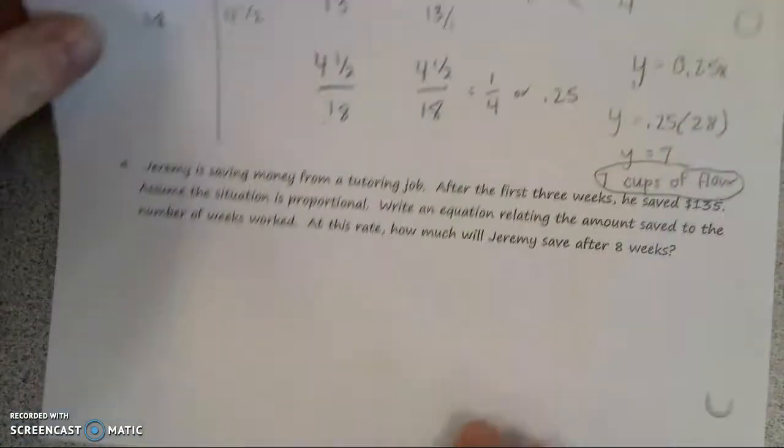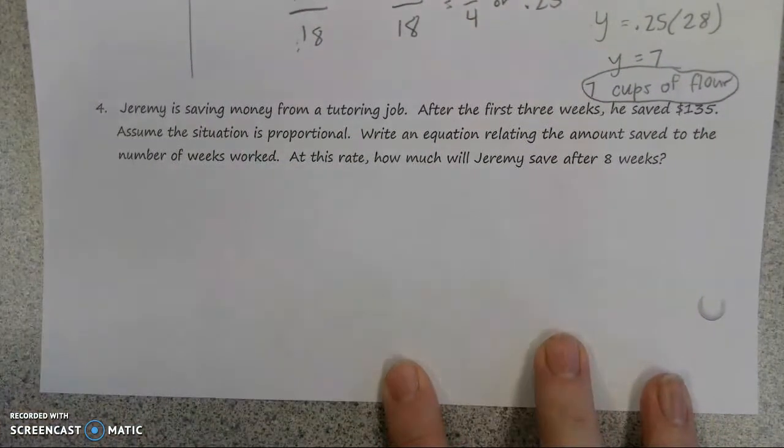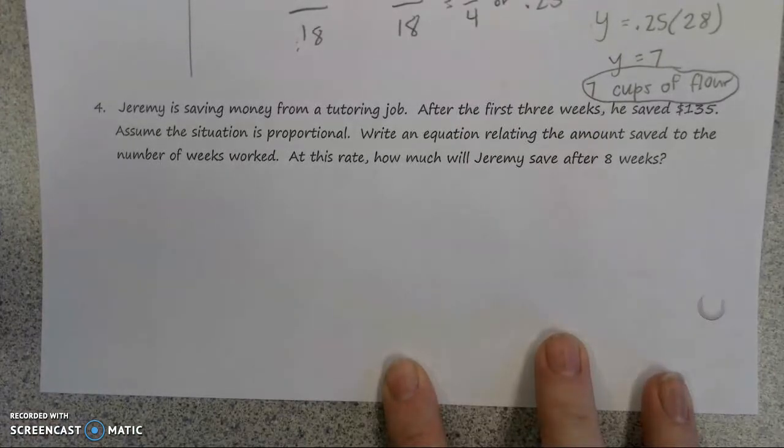All right, last one, guys. Okay, Jeremy is saving money from a tutoring job. After the first 3 weeks, he saved $135. Assume the situation is proportional. Write an equation relating the amount saved to the number of weeks worked. At this rate, how much will Jeremy save after 8 weeks?